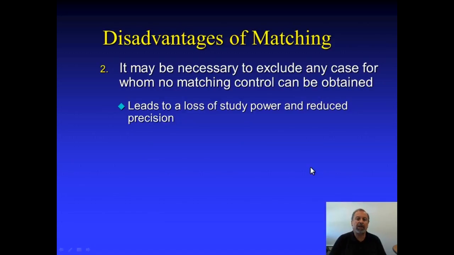Another disadvantage of matching is that it may be necessary to exclude any case for whom no matching control can be obtained. Fortunately this is reasonably rare, because usually we have more potential controls at least than available cases, but nonetheless it can occur. In a situation like that, because you lose the case, it does reduce the study power, and also of course at the same time reduces the precision of your final results.